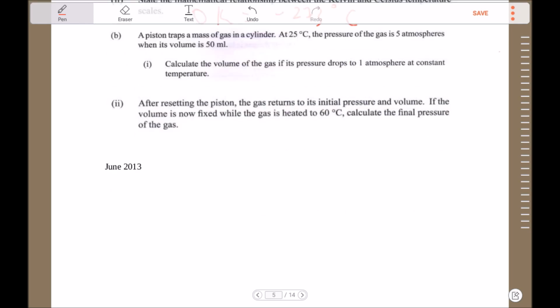A piston traps a mass of gas in a cylinder. At 25 degrees Celsius, the pressure of the gas is 5 atmospheres when its volume is 50 milliliters. Calculate the volume of the gas if the pressure drops to 1 atmosphere at constant temperature.